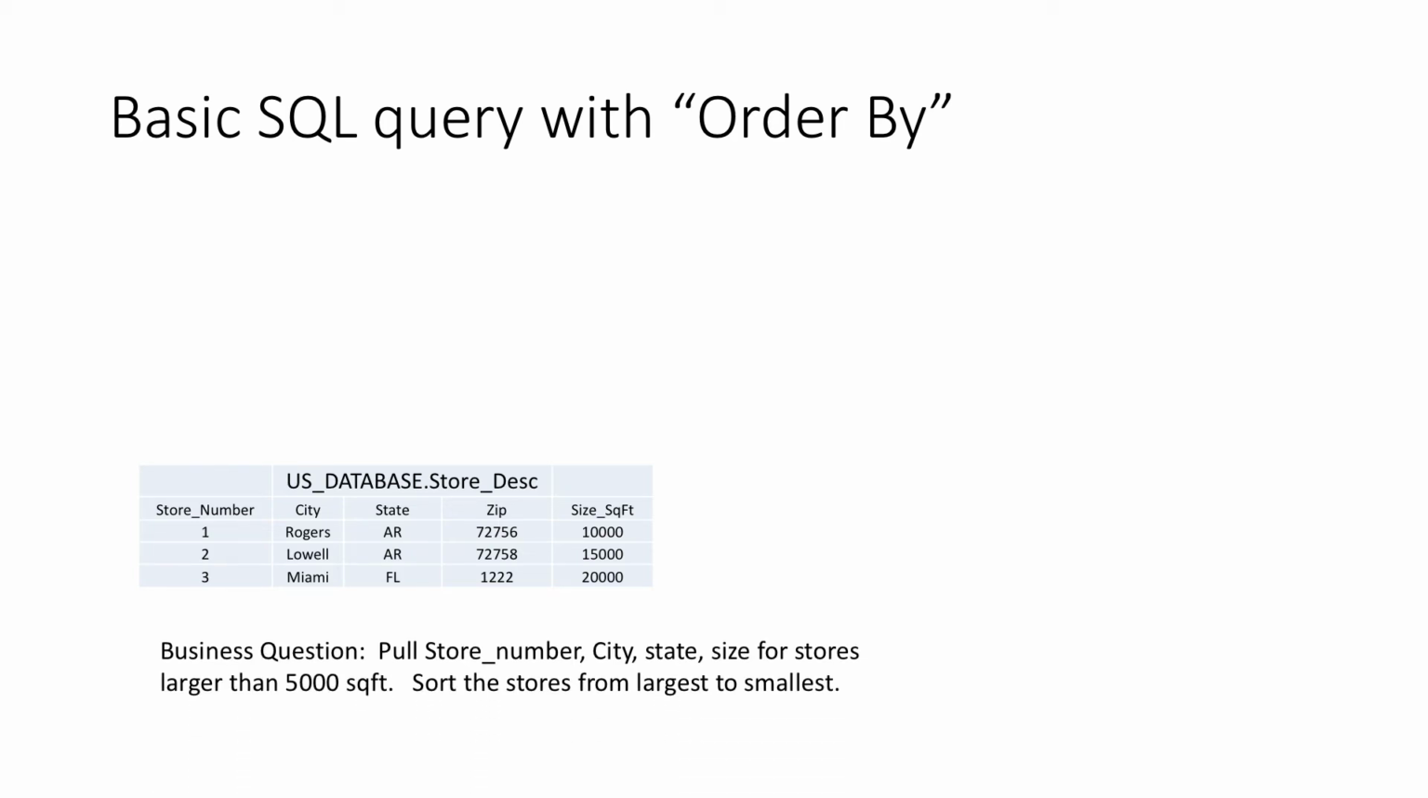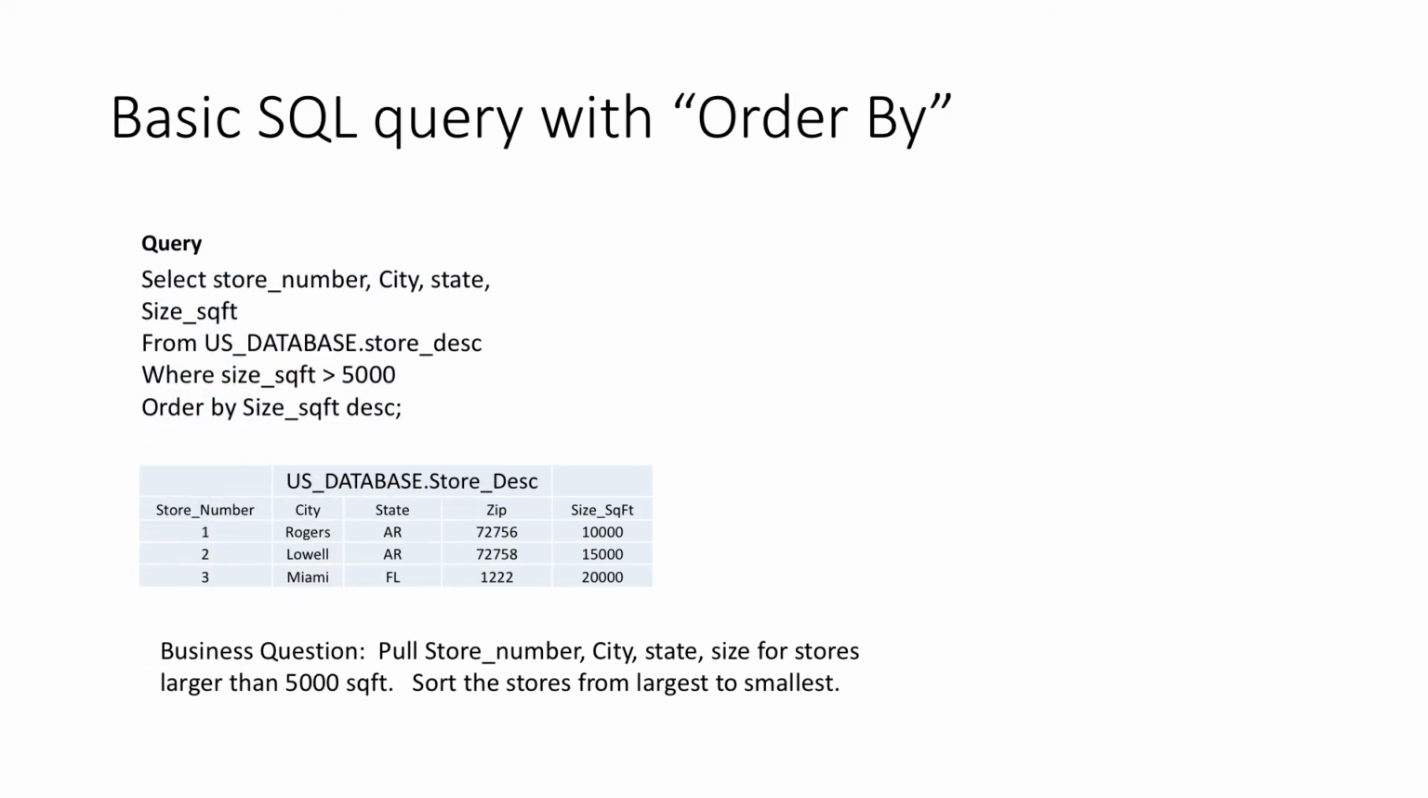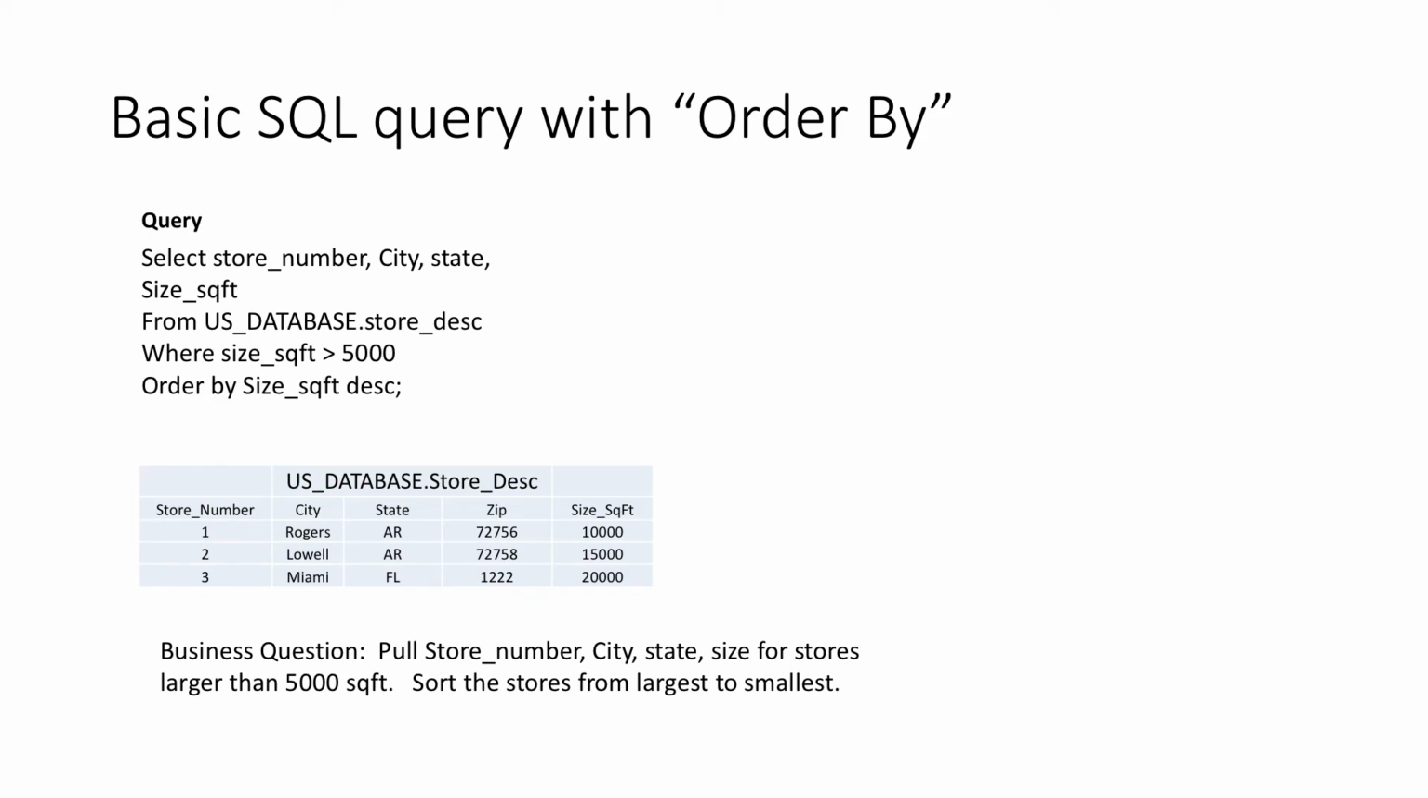So now the business question. Pull store number, city, state, size for stores larger than 5,000 square feet. Now we want to sort the data. We want to sort the stores from largest to smallest. So these are the familiar components of the SQL query.